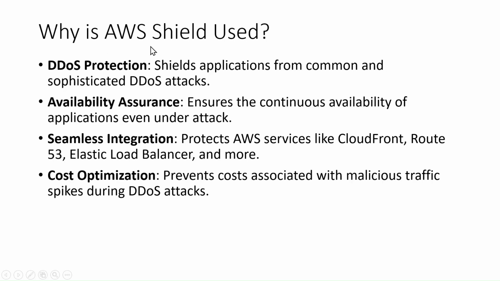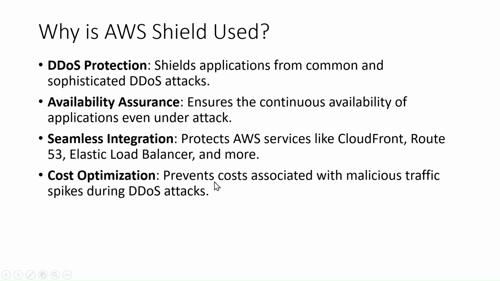So why do you use AWS Shield? It will protect from denial of service and provide availability assurance. Since there can be huge numbers of requests within a minute, at that time Shield will process the requests and make sure the application is available to the proper end user by allowing the legitimate users and denying the unwanted traffic, that is the denial of service attack. Next is seamless integration. We can integrate with CloudFront, Route 53, Elastic Load Balancer and similar services.